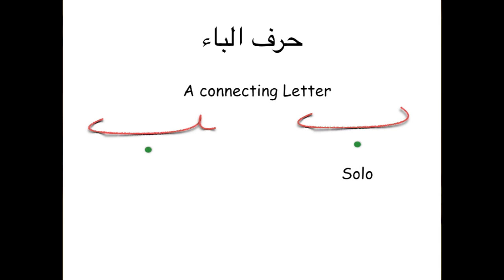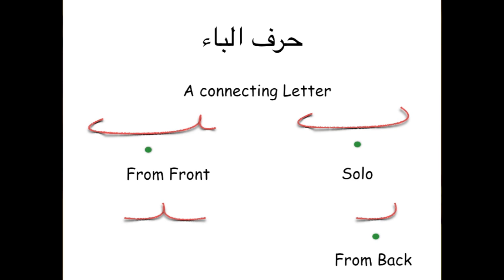Now these letters are connecting letters, which means that we have to learn how to write them in 4 different ways. If it's at the end of the word, after a non-connecting letter, we write it like so. We call it a solo Ba. If it's at the end of the word, after a connecting letter, we just connect it like so. If it's in the beginning of the word, or if it's in the middle of the word after a non-connecting letter, then we write it like so. And if it's in the middle of the word after a connecting letter, then we write it like so.